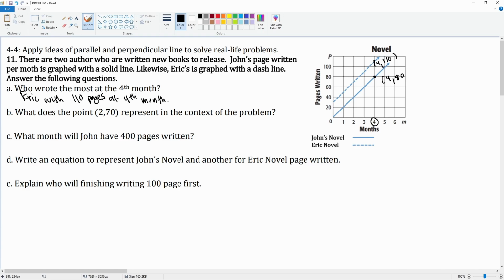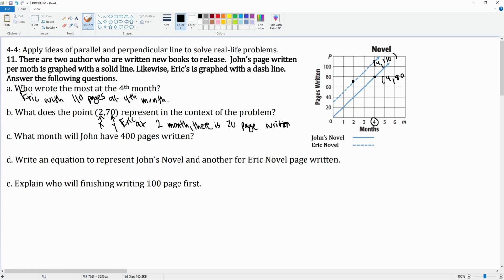What does the 2 comma 70 represent in the context of the problem? So this is the x value, this is the y value. So we can say at the 2 month, there is 70 pages written. And this looks like it belongs to who? That belongs to Eric. So Eric at 2 months wrote 70 pages. That's what the 2 comma 70 represents.